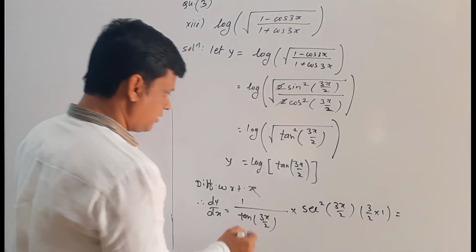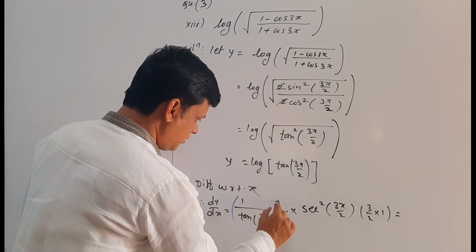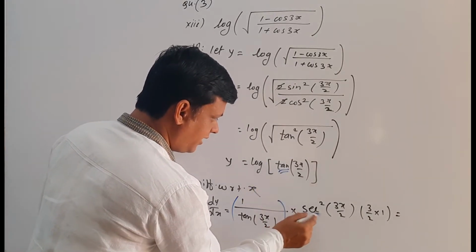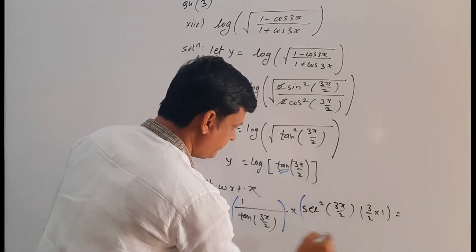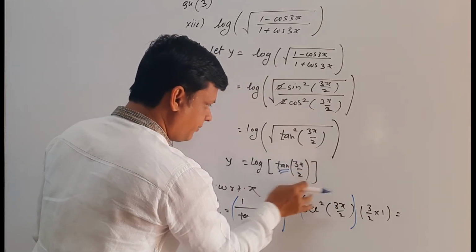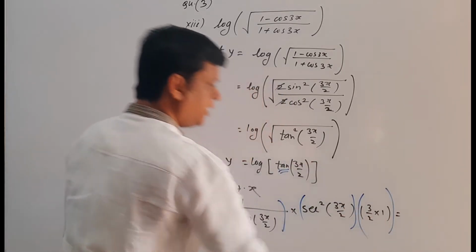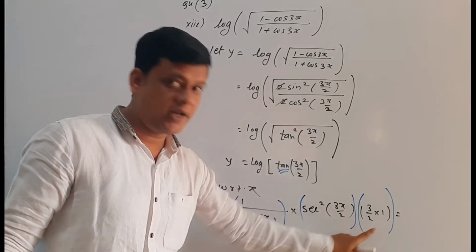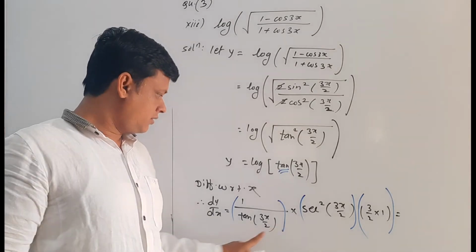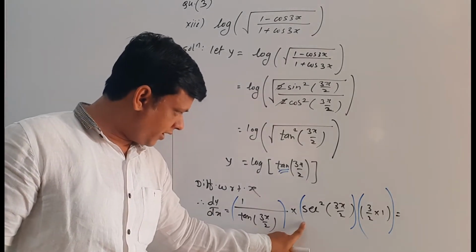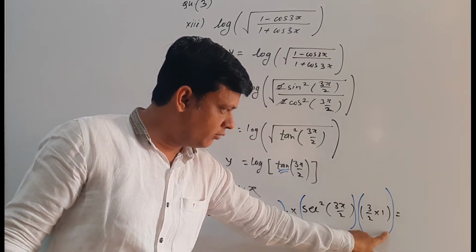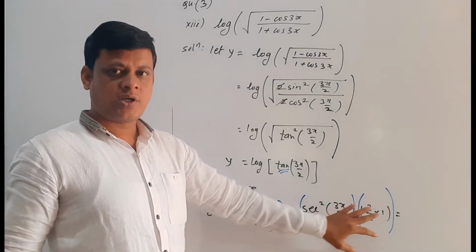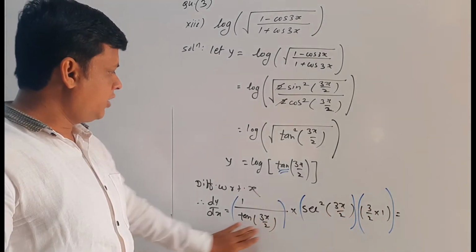Now note down here the derivative of log, that is 1 upon tan 3x by 2. Then the derivative of tan we find, sec square 3x by 2. Then we find the derivative of 3x by 2, which we write 3 by 2, and the derivative of x is 1. So in this way we find 3 derivatives in one step. Now if you can find the derivative in one step, you can write in this way, or you can add 2 more steps. That will be your choice.